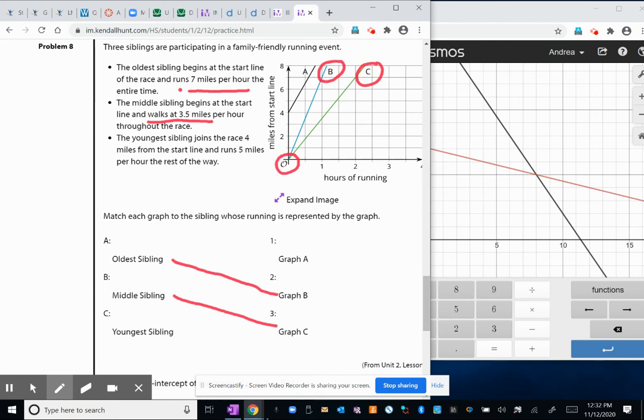And then let's just look at the prompt to make sure the youngest sibling is actually graph A. It says the youngest sibling joins the race 4 miles from the start. And that looks like right here, 4 miles from the start, and runs 5 miles per hour the rest of the way. So not as steep as line B, but steeper than line C. So that makes sense that the youngest sibling then would be graph A. And that is the end of your assignment.